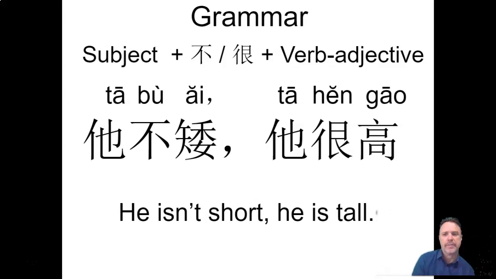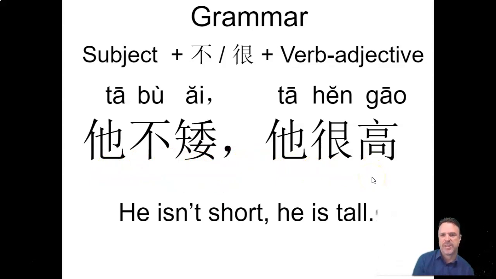Notice that they're slightly different from the English, the pattern there, because you don't have the Chinese word for is. If you remember the Chinese word for is, shi. You might see that where he is Australian, 他是澳大利亚人. But when we're describing people, you don't need it. You just need he and then not or very and the adjective. So literally those two sentences there just say he not short, he very tall.